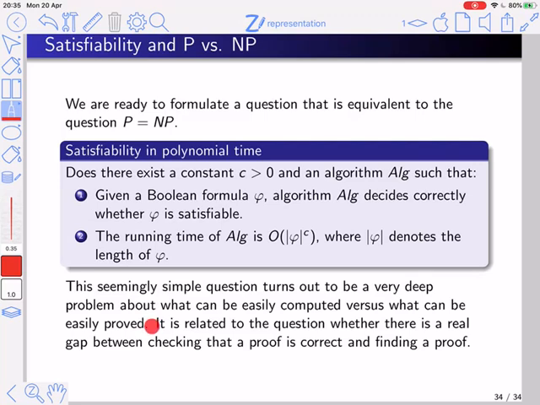And indeed, this question of is phi satisfiable versus does a given truth assignment satisfy phi, is related to the question of whether there is a real gap between checking that a proof is correct and finding a proof for a given statement.